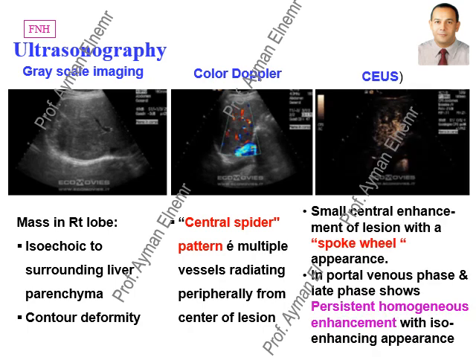The contrast-enhanced ultrasonic examination shows a small central enhancement of the lesion with a spoke wheel appearance. The portal venous phase and late phase show persistent homogeneous enhancement with an iso-enhancing appearance.